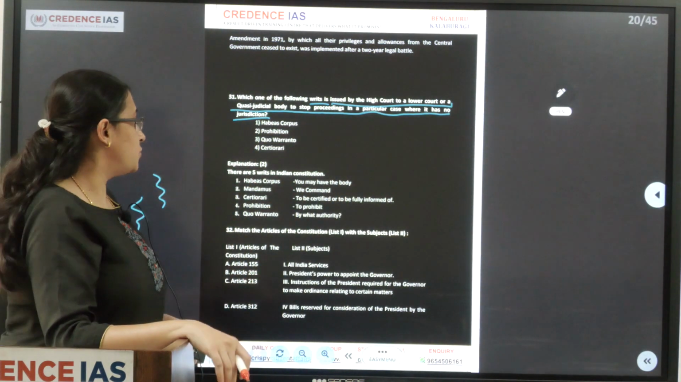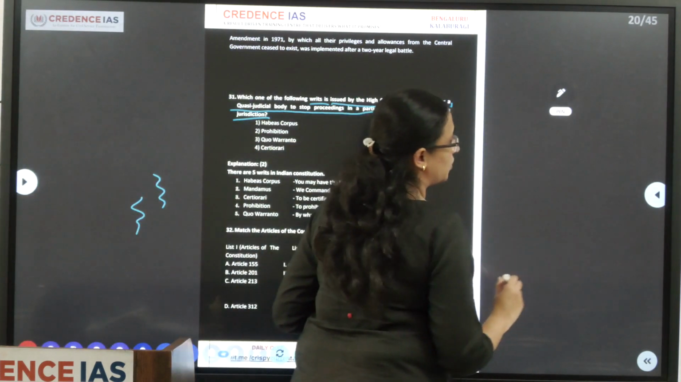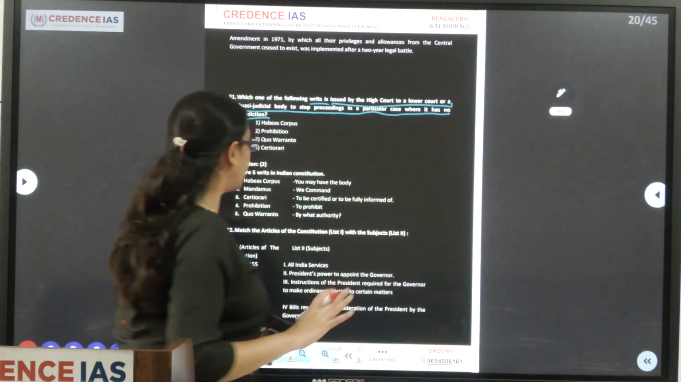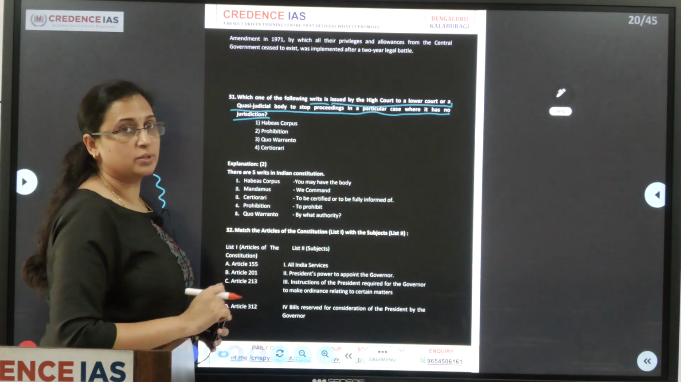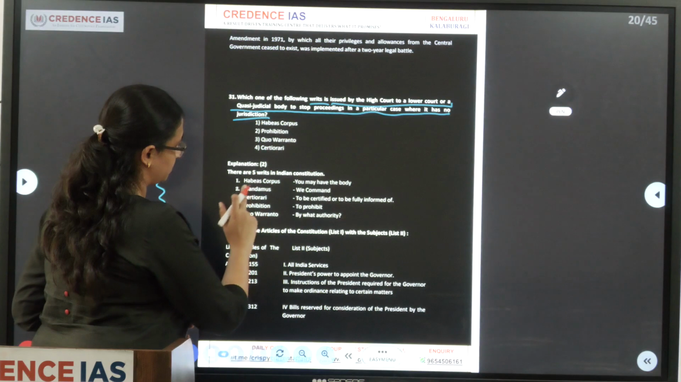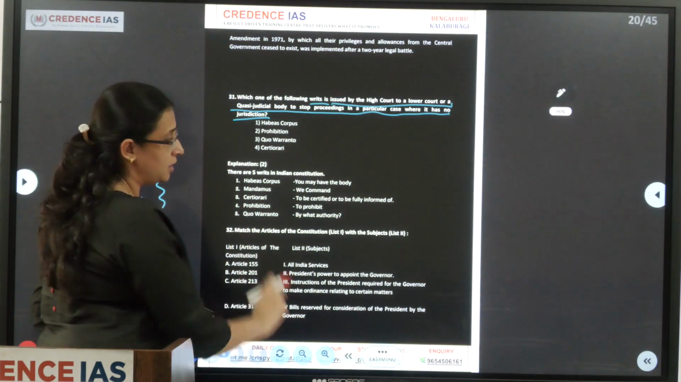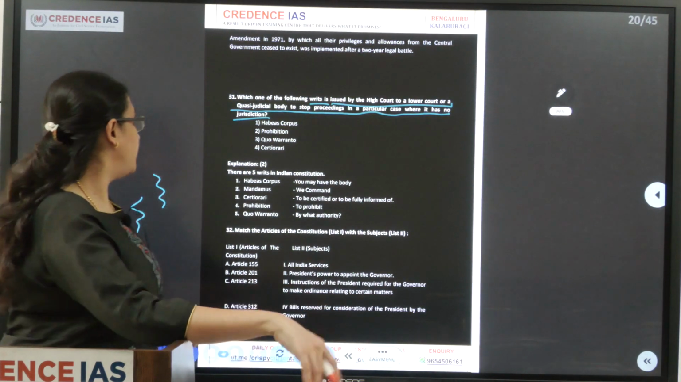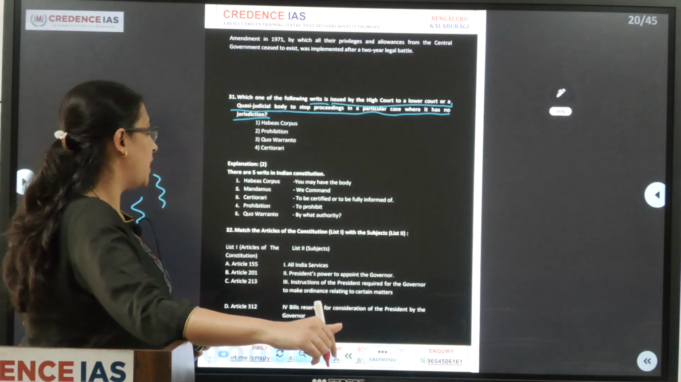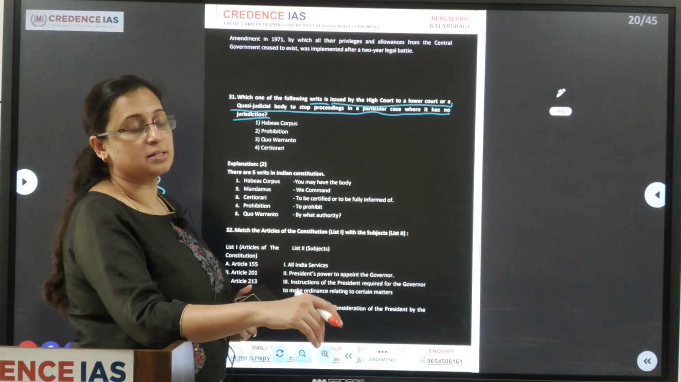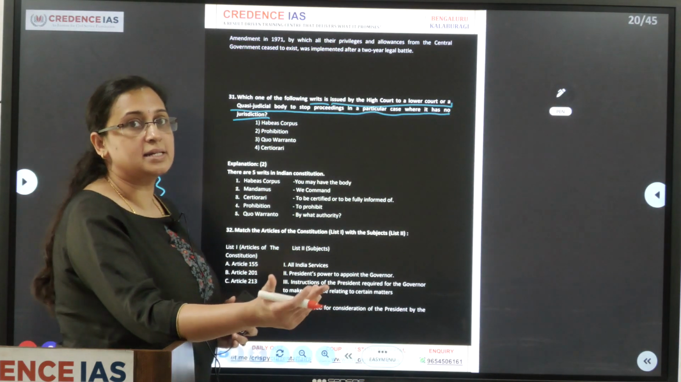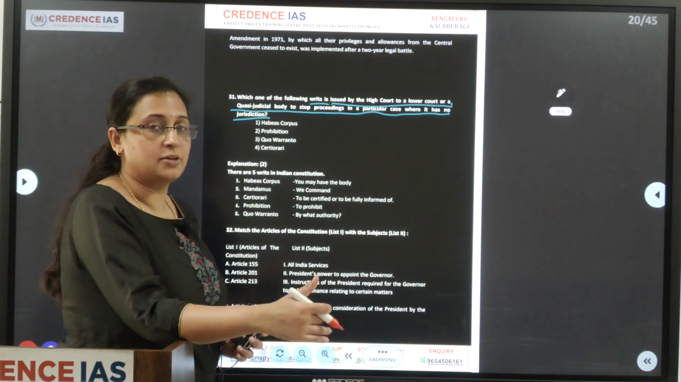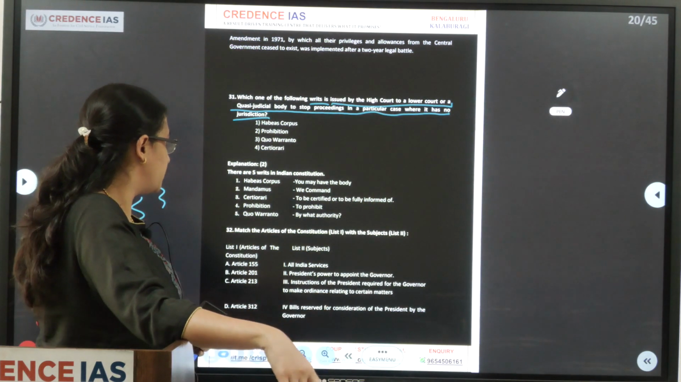In case of writs, both the Supreme Court as well as the High Court can issue writs. The five types of writs issued by the Supreme Court as well as the High Court are habeas corpus, mandamus, certiorari, prohibition and quo warranto. As I had explained in the last class, habeas corpus means you may have the body. That means the court asks a person who has detained another person to present the latter in front of the court. So that is habeas corpus.